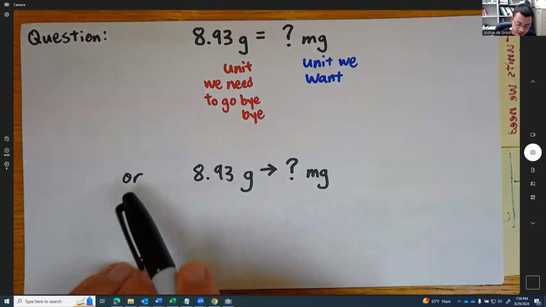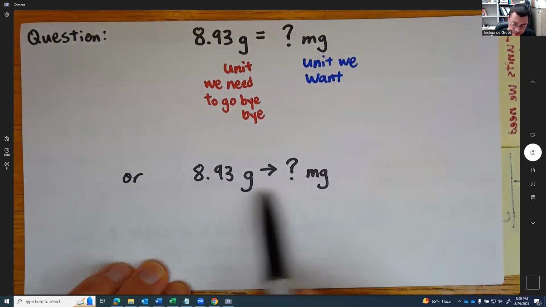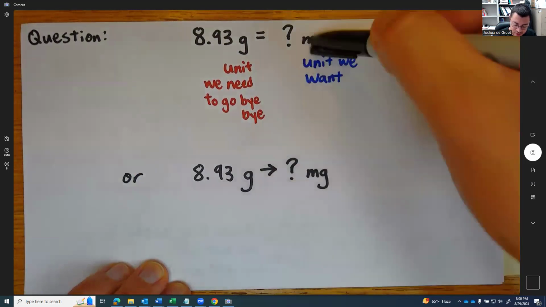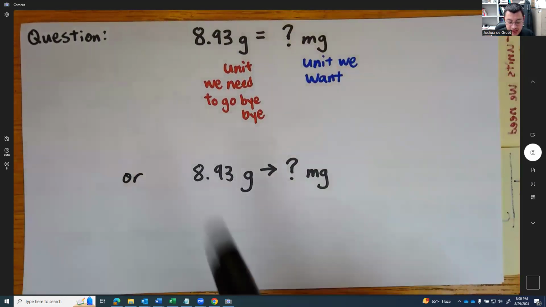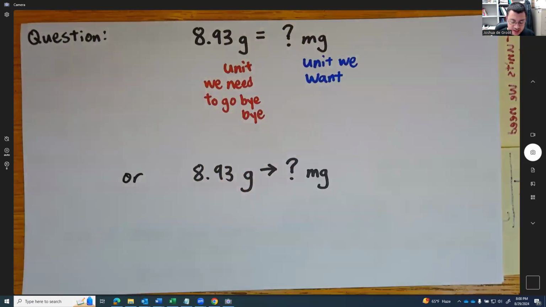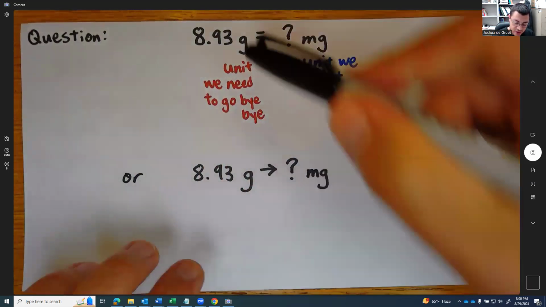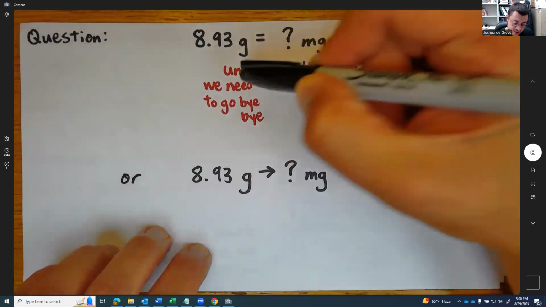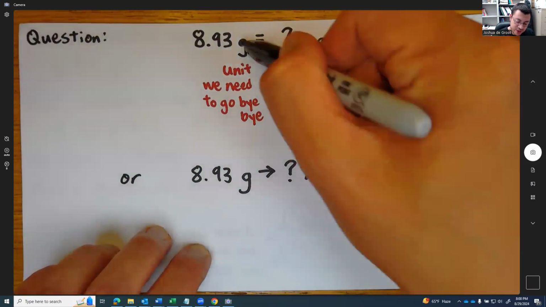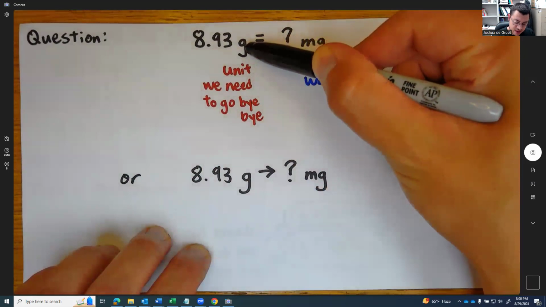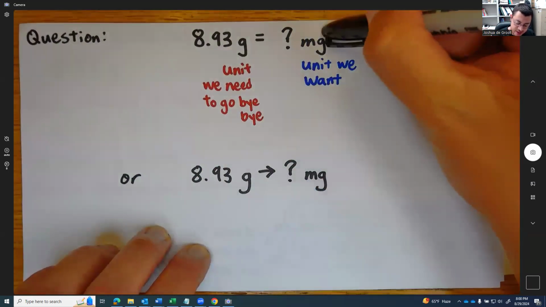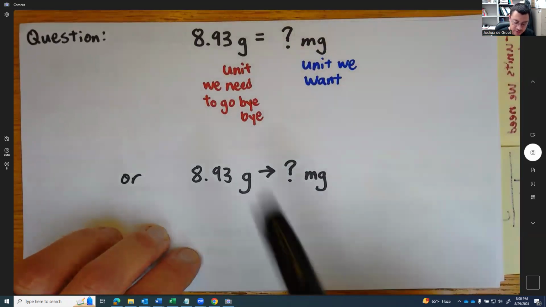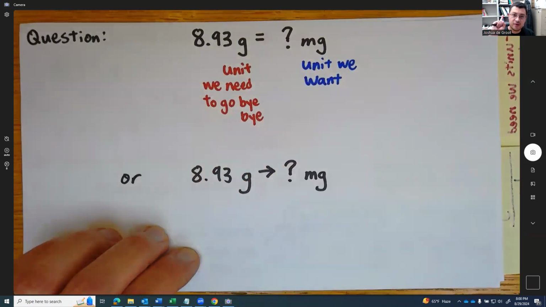Sometimes me or other people may write the problem this way. Instead of with an equal sign, we might write an arrow. We're asking the same thing here: from 8.93 grams to something in milligrams. Grams is what I'm going to call the unit we need to go bye-bye. This is the unit we don't want. This is the unit we want to get rid of. This is the unit we want to cancel. Milligrams is what I'm going to call the unit we want. So we're going to go from here to here using the power of 1.